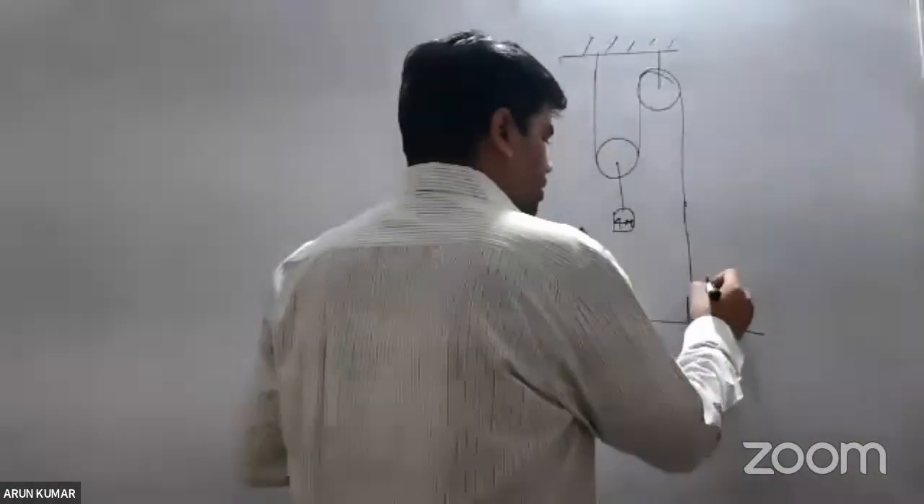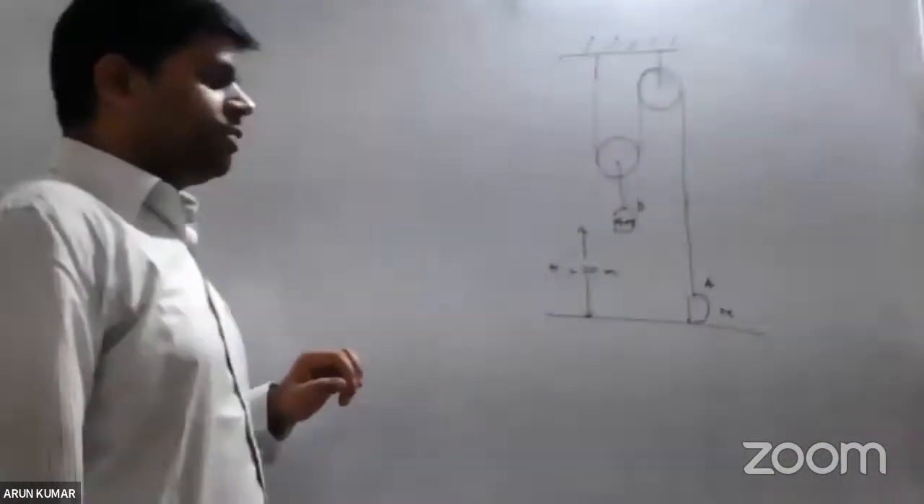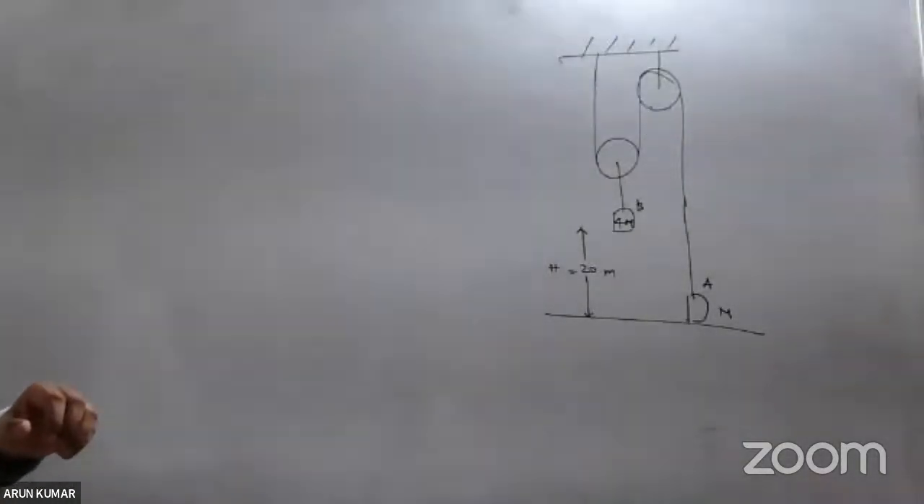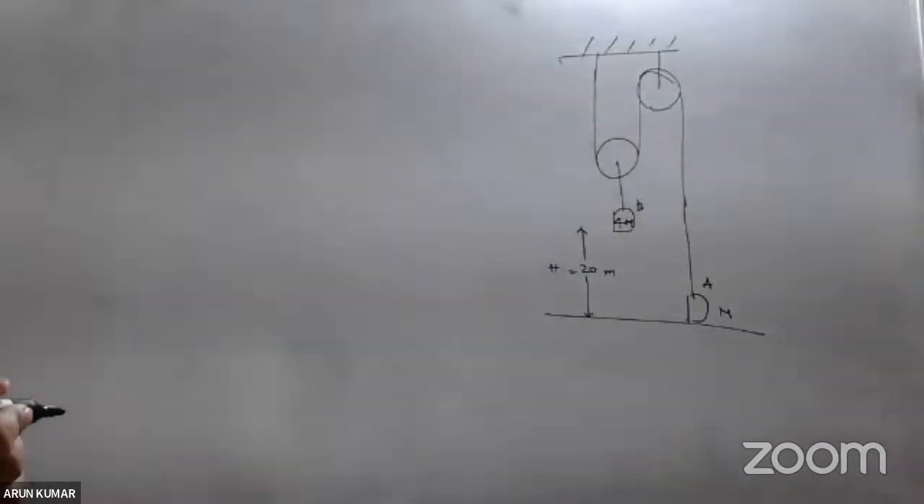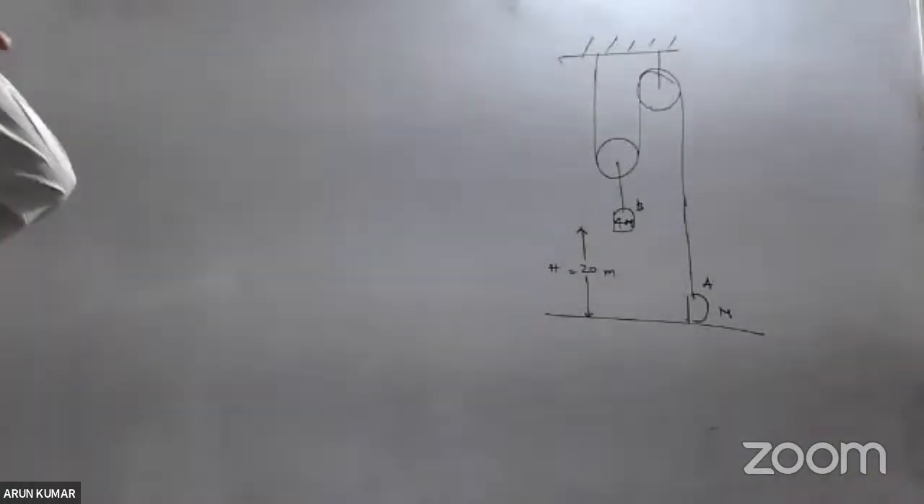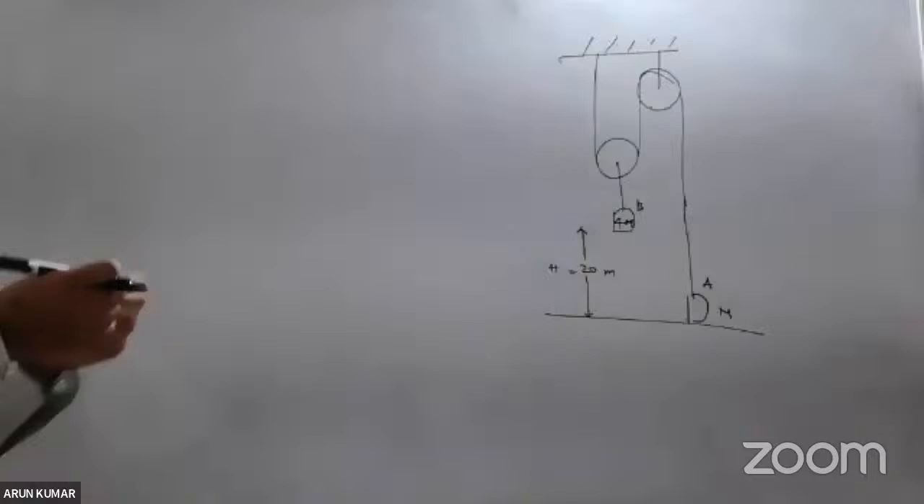Let's say this is block A, block B. To what maximum height will block A go up to? Alright. So first we need to get the acceleration. What is the constraint equation for the accelerations? Can you tell me what's the constraint equation?